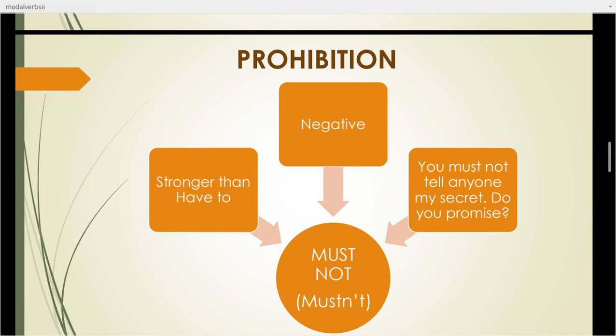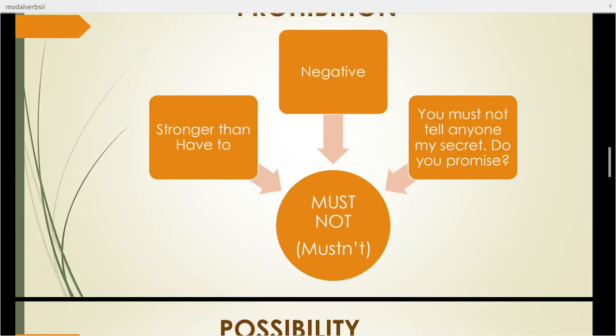In the next slide, we have the prevision context. In this situation, we have two characteristics: that it is stronger than have to, and it is a negative form. Here, we can observe that must not is used, or in its abbreviated form, mustn't. One example would be, you must not tell anyone my secret. Do you promise?